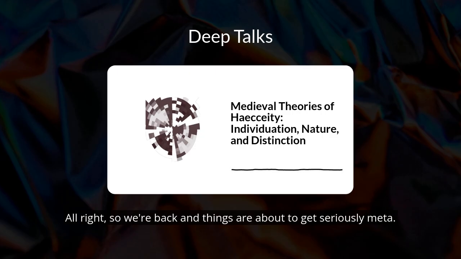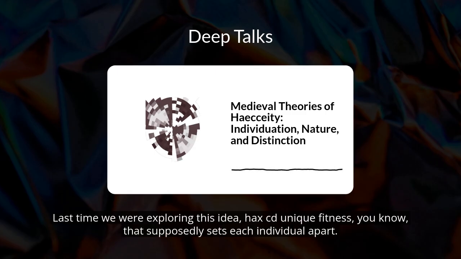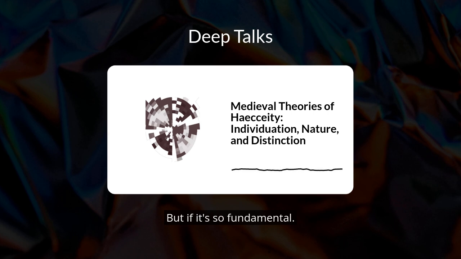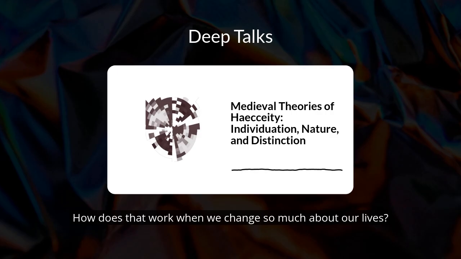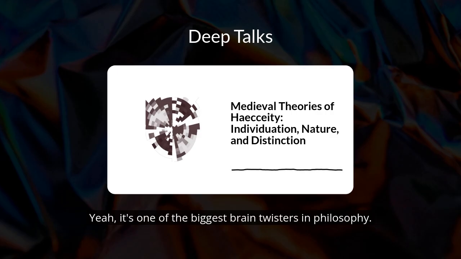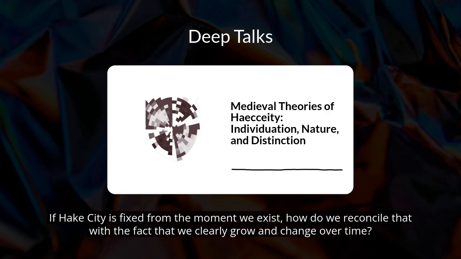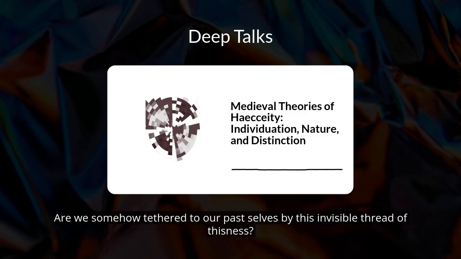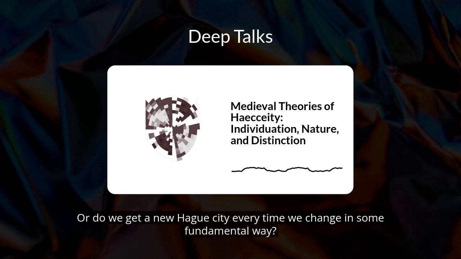All right, so we're back, and things are about to get seriously meta. Last time we were exploring this idea, Haecceity, unique thisness that supposedly sets each individual apart. But if it's so fundamental, if it's really the core of who we are, how does that work when we change so much throughout our lives? It's one of the biggest brain twisters in philosophy, right? If Haecceity is fixed from the moment we exist, how do we reconcile that with the fact that we clearly grow and change over time? Are we somehow tethered to our past selves by this invisible thread of thisness? Or do we get a new Haecceity every time we change in some fundamental way?